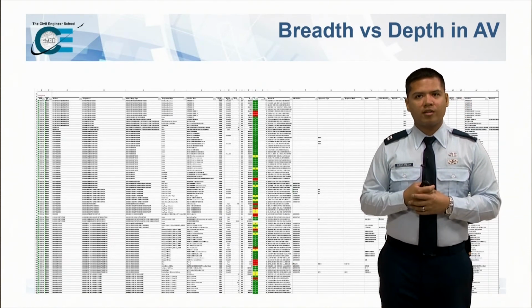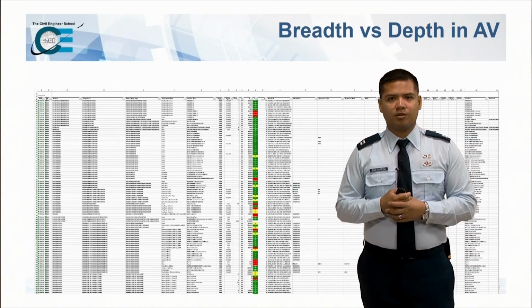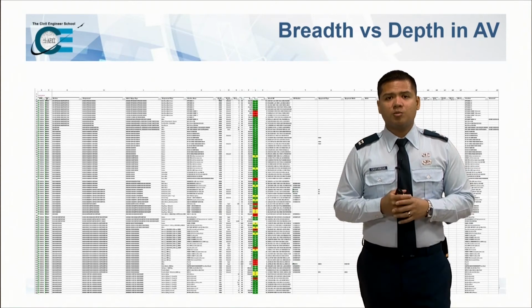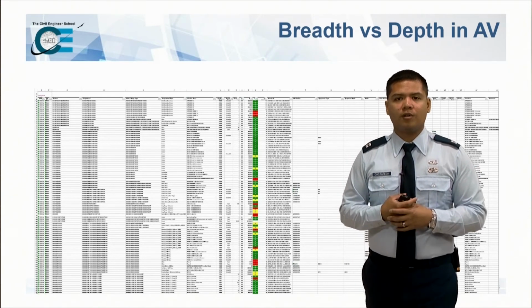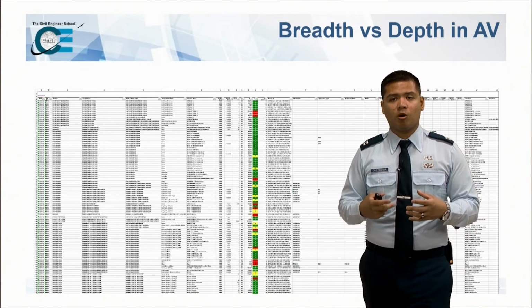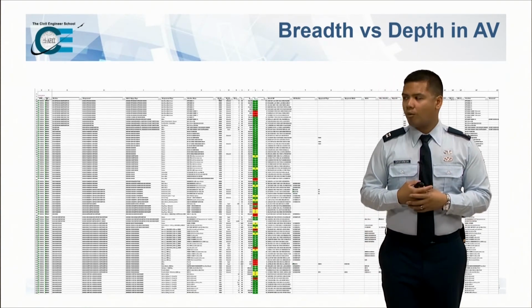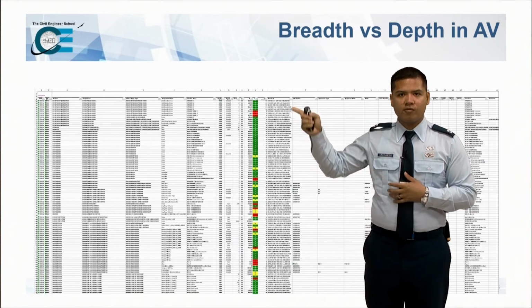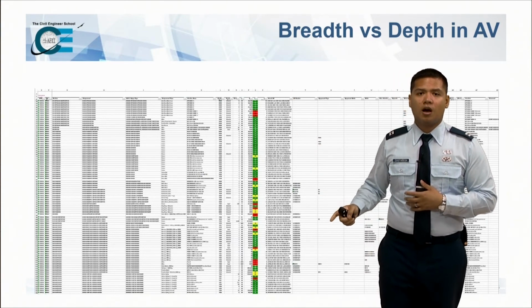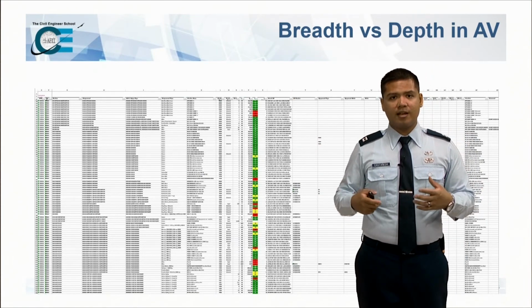So let's talk about breadth versus depth in asset visibility. I know you can't read this, but this is a report pulled out of our sustainment management system called Builder. This is a Final 9 report, and we have lots of information where every single row in this spreadsheet is a facility.